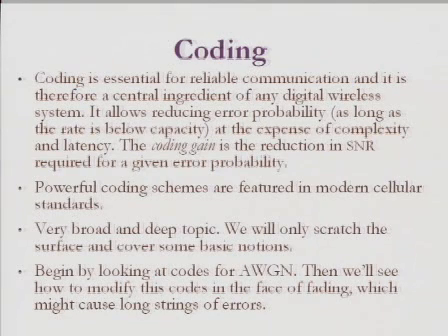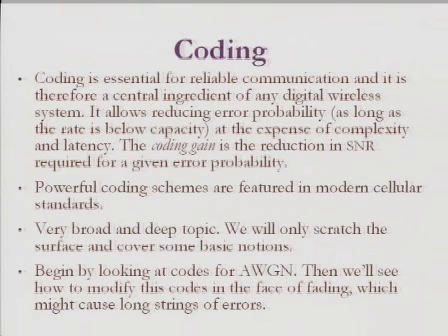Of that improvement brought about by coding is the coding gain, which is the reduction in SNR required for a given error probability. Say I tell you, I want 10 to the minus 3 bit error probability. If I don't use any coding, that's going to require some SNR. Now, if I use coding, I can achieve that same error probability at a much lower SNR. That's the coding gain. That's how much power I'm saving through the use of coding.